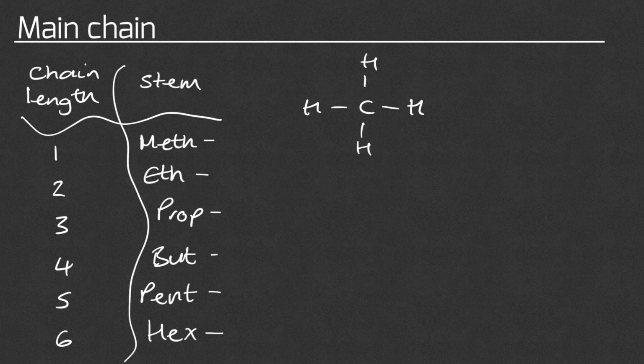So for example, if we were going to start naming this molecule, we'd look at how many carbons are in the chain. There's obviously just 1 carbon here. So this would be methane. So if we had to write the name of the molecule, or if we were just given the name and we wanted to know how many carbons were inside, we'd look for the stem, meth, and we'd know it has 1 carbon.